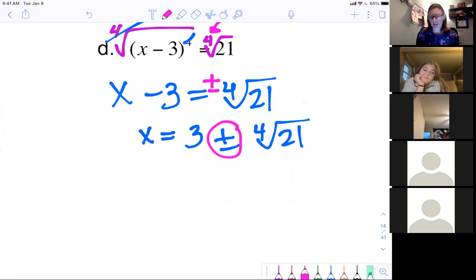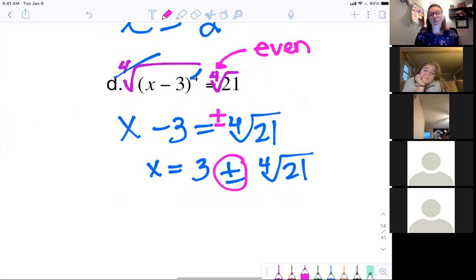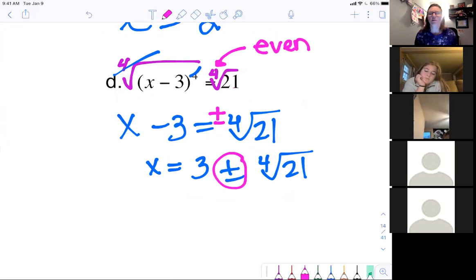So 4th root is even, therefore, anytime we're solving for an even power of x, it's a plus or minus. Any questions?